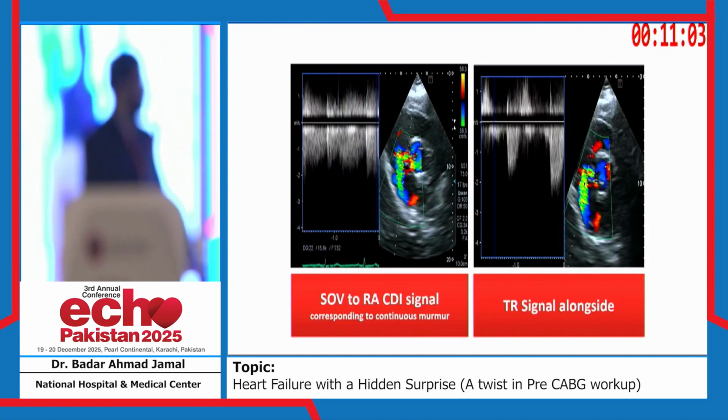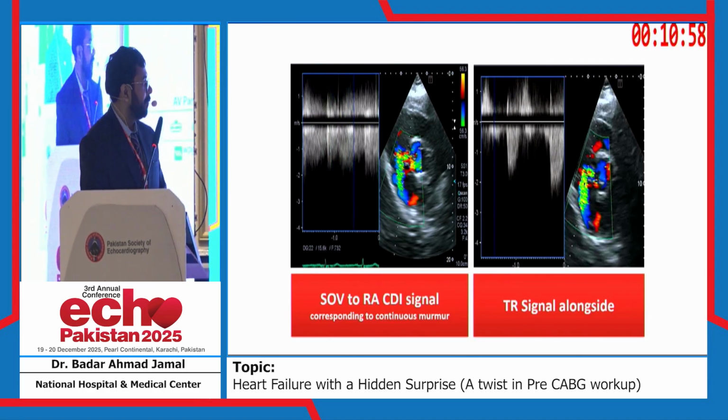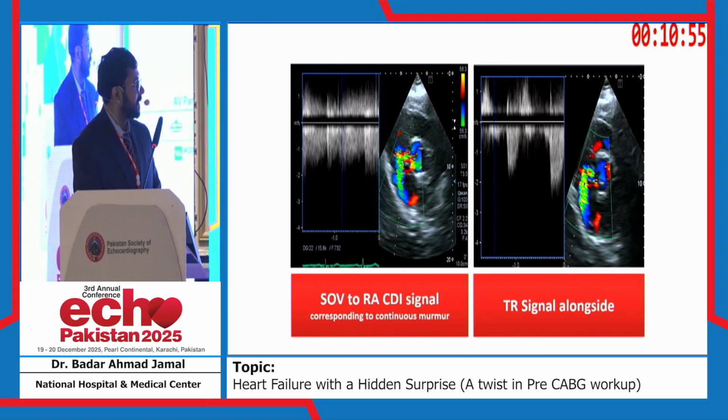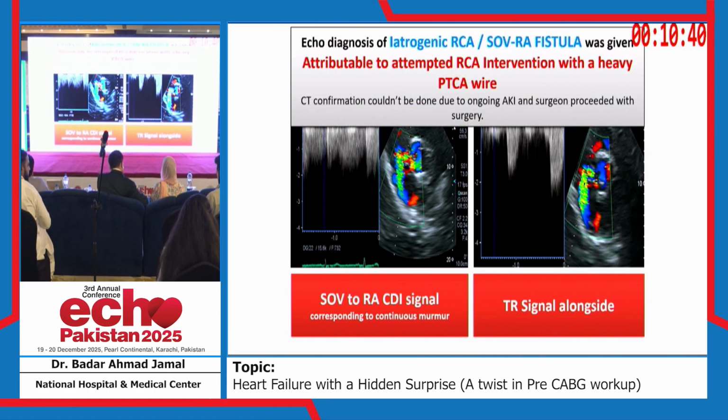Moving forward, when the same field was interrogated with continuous wave Doppler, we can well appreciate continuous flow during systole and diastole, and that is what corresponded to the continuous murmur that we found on our examination. On the right side, you can see the TR jet, which is alongside. So at this point, the echo diagnosis of sinus of Valsalva to RA fistula was given, that in the context of history was most likely attributable to attempted RCA intervention with a heavy PTCA wire.